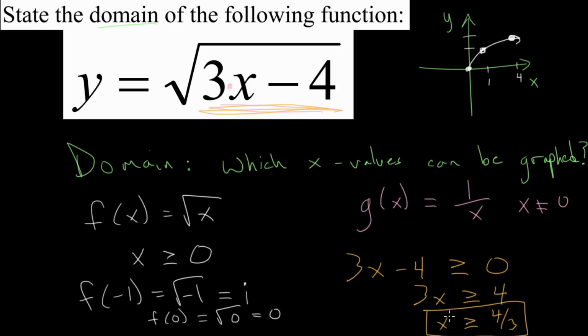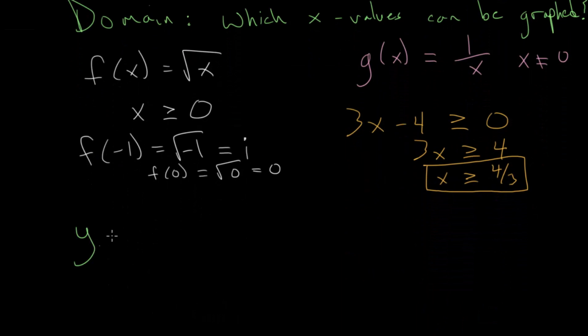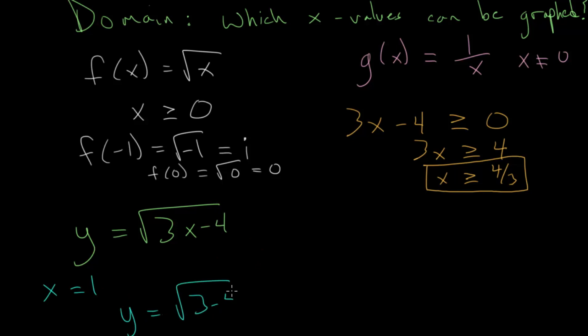We can look at x values that are less than this, and we can look at x values that are greater than this and see if we can actually plot those points. So let's make a little bit of room, and I'll just rewrite our equation here. y is the square root of 3x minus 4. And if we set, let's say, x equal to 1, when we plug this in, we get y is the square root of 3 times 1 minus 4, which is the square root of minus 1, which we know is the imaginary unit. And this can't be plotted, which makes sense. We expected this value of 1 to not be in our domain since it's less than 4/3.